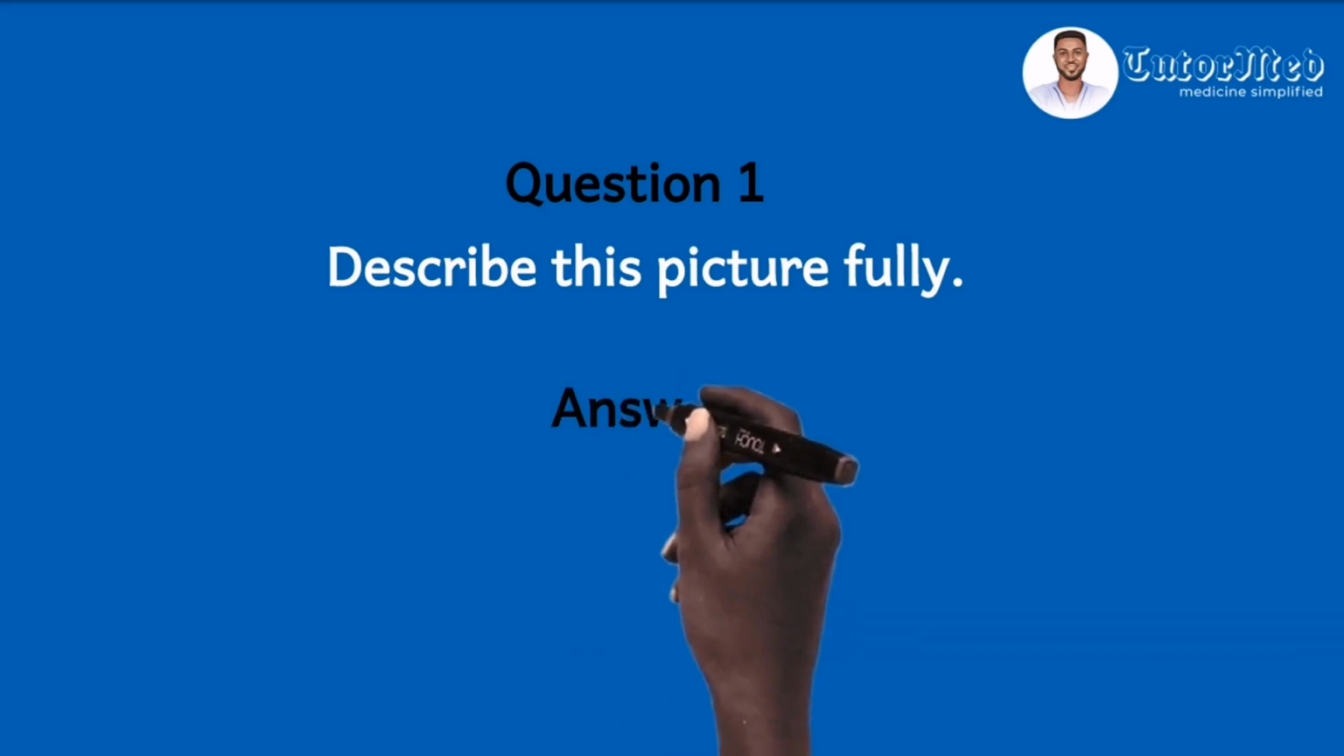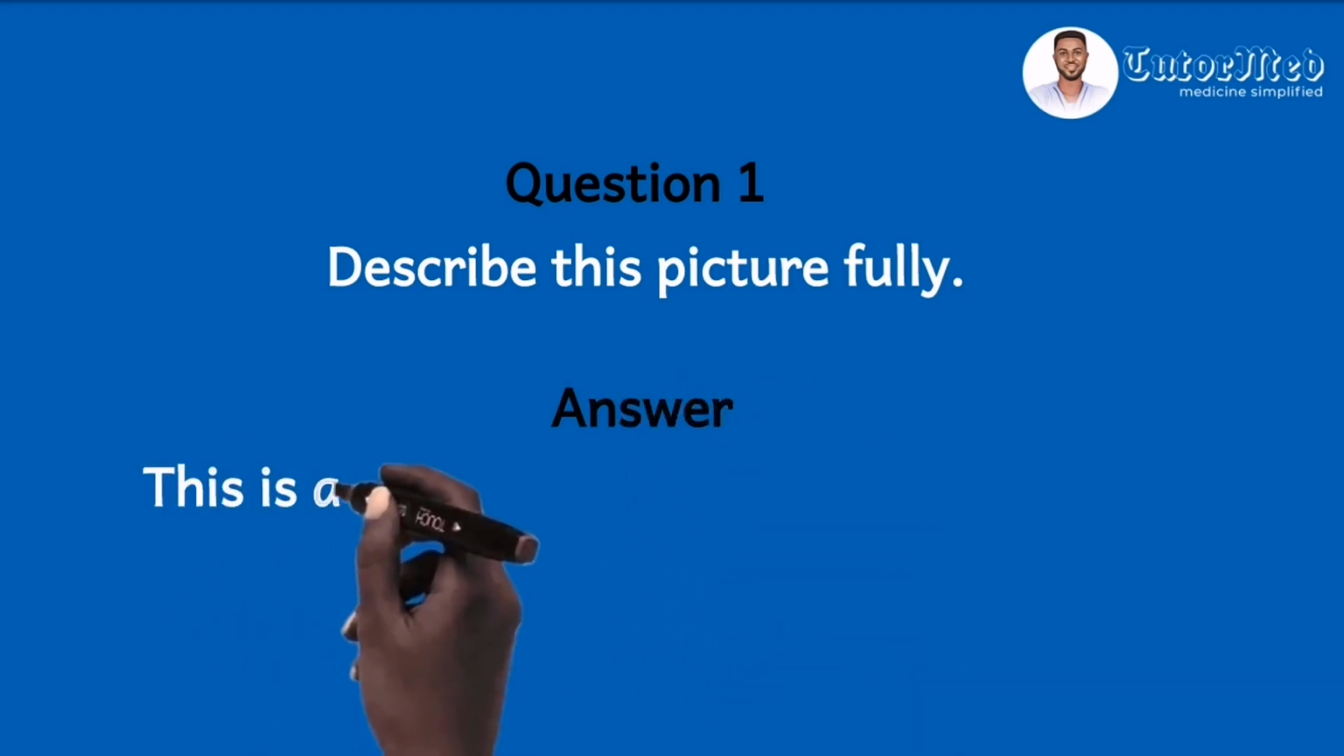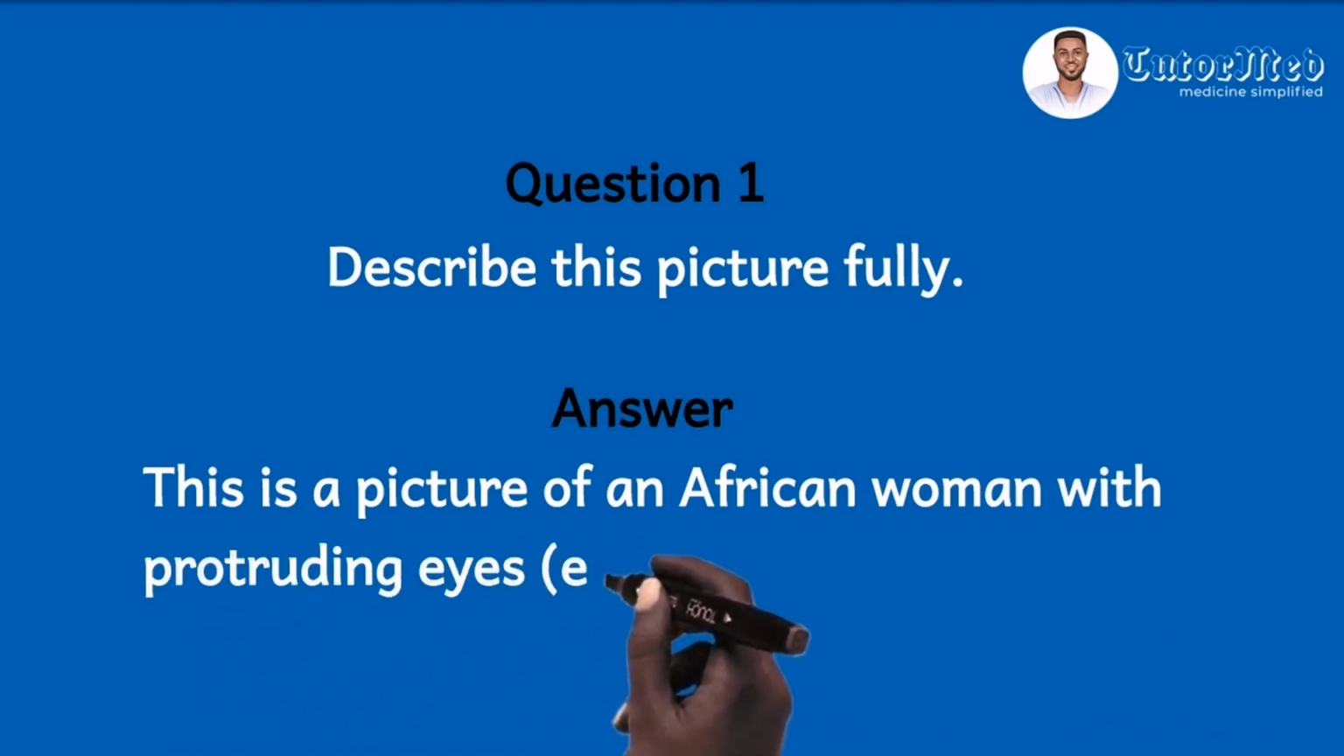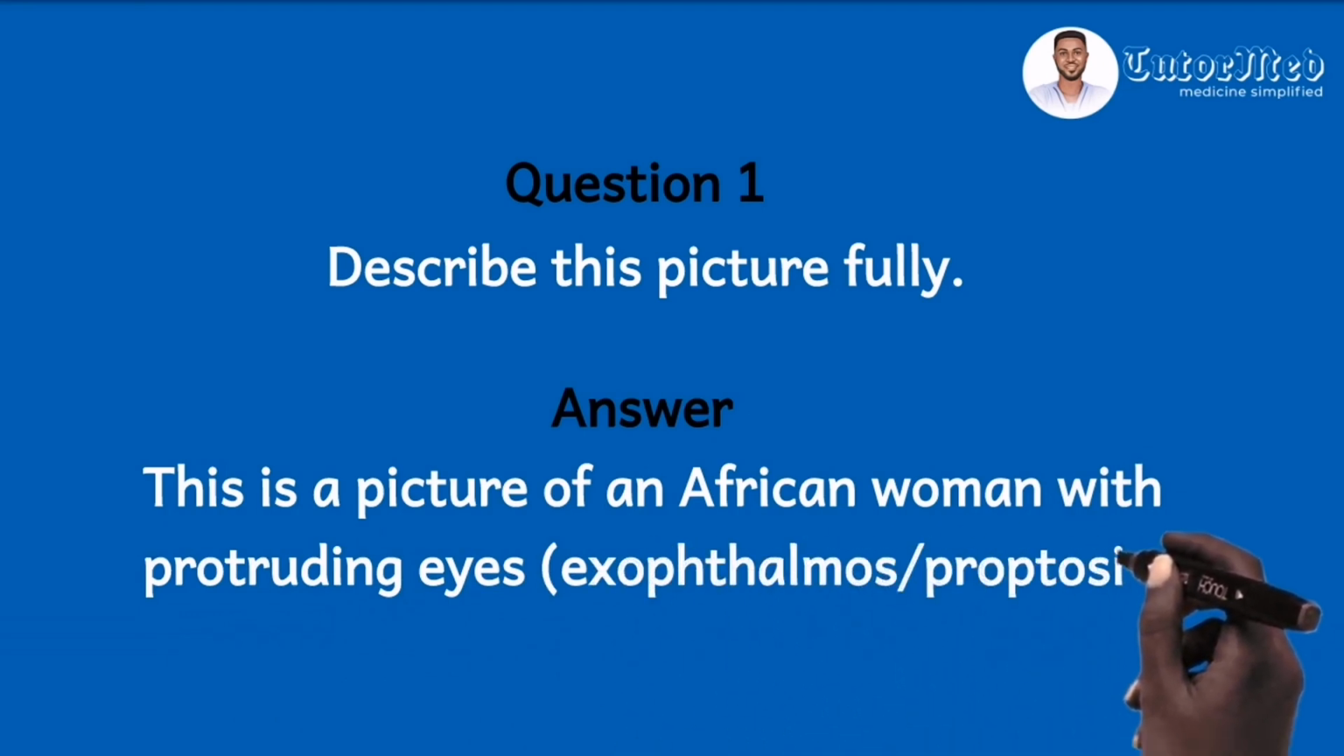And so the answer is, this is a picture of an African woman, not just any woman, an African woman with protruding eyes, which is exophthalmos or proptosis. So aim at describing pictures fully so that you do not get half the marks allocated for that question. And so again, this is a picture of an African woman with protruding eyes. You can end there, but you can continue and put into brackets exophthalmos or proptosis.